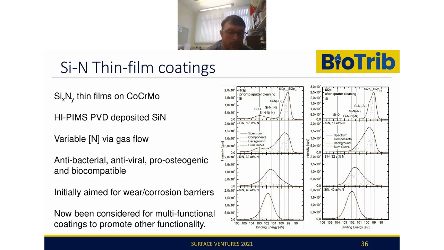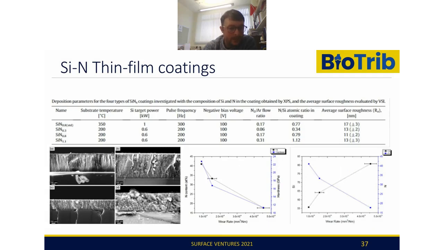a wear particulate point of view, but they've also got interesting antimicrobial, pro-osteogenic, and also antiviral properties. Essentially, we know that we can deposit these films onto the surface. They're essentially biocompatible, but we can engineer these films to give us very different properties depending on the ratios and the stoichiometry of those coatings, which are ultimately based on the deposition parameters. And again, this translates through to functional properties.